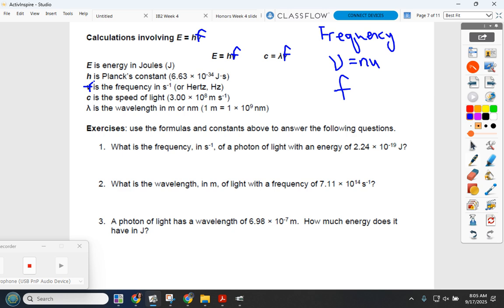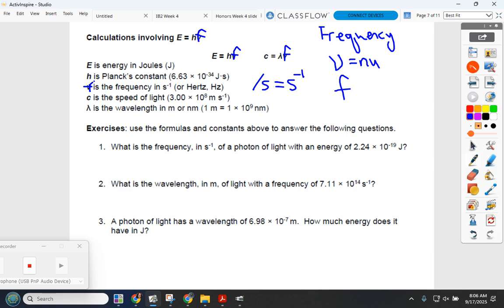Notice that frequency is given in two possible units. One of them is seconds to the -1. So this is where IB starts using this parameter where rather than writing per second in a unit, they're going to write seconds to the -1 power, okay?